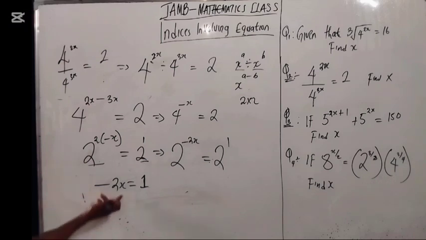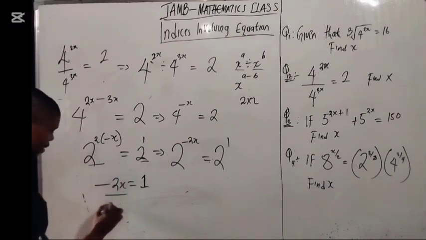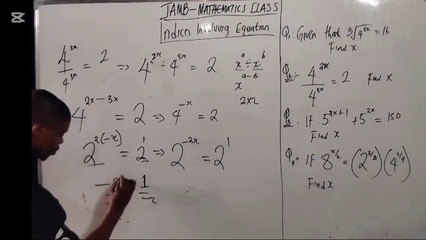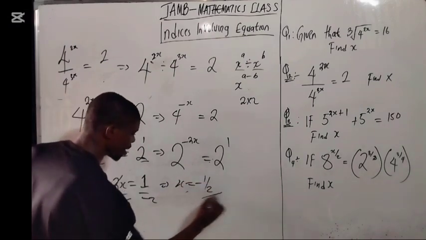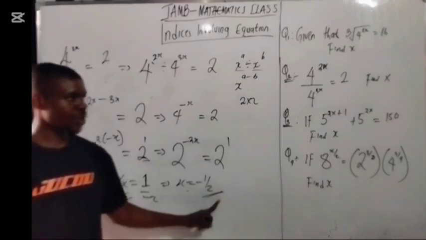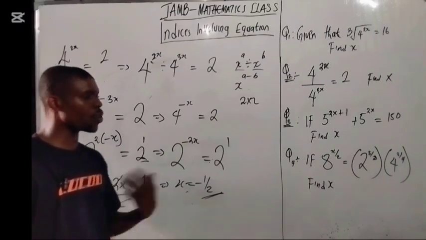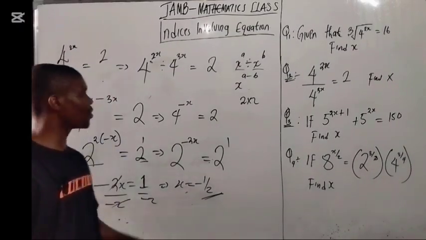So what is the answer here? Make x the subject of the formula: divide by minus 2. So what you get is x equals minus 1 over 2. Answer. This is not too difficult if you know how to solve indices problems.